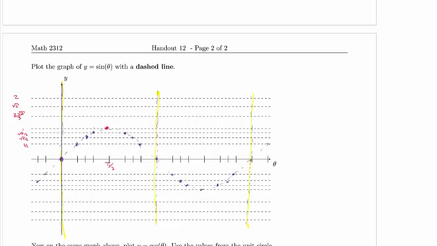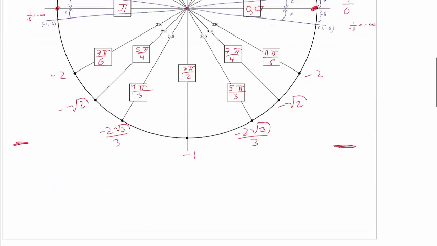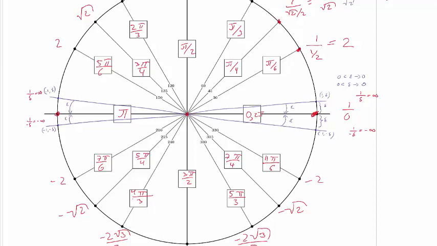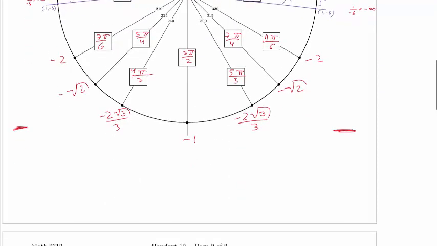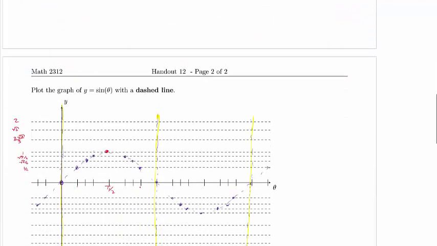Cool. And then what about right here at pi over 6 and right here at 5 pi over 6? Well, when we go up, pi over 6 is 2. 5 pi over 6 is also 2. So let's go ahead and graph those. 5 pi over 6 is here. Pi over 6 right there.